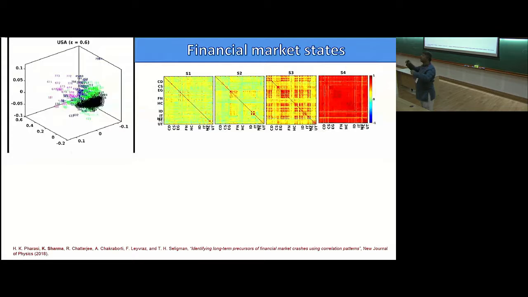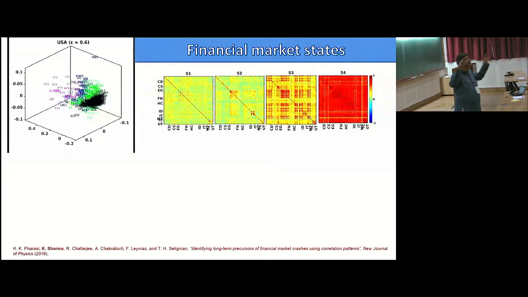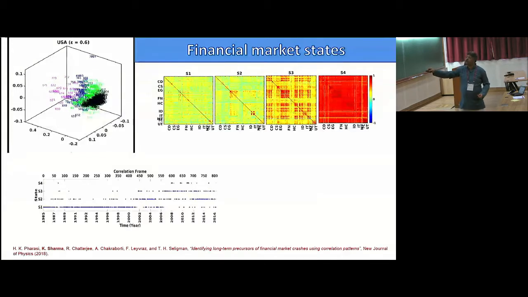Okay, so I can see that there are 4 states in the US market. Now, we repeated this analysis for other markets such as Japan and India, and we find that the number of states actually varies. So it is not always 4 states that we have.